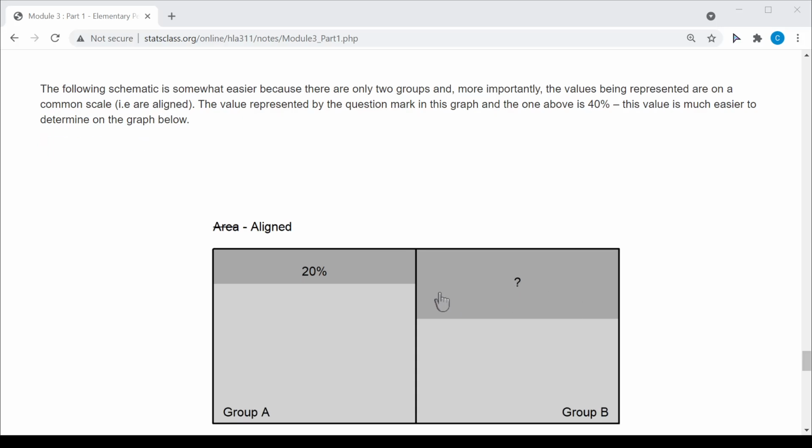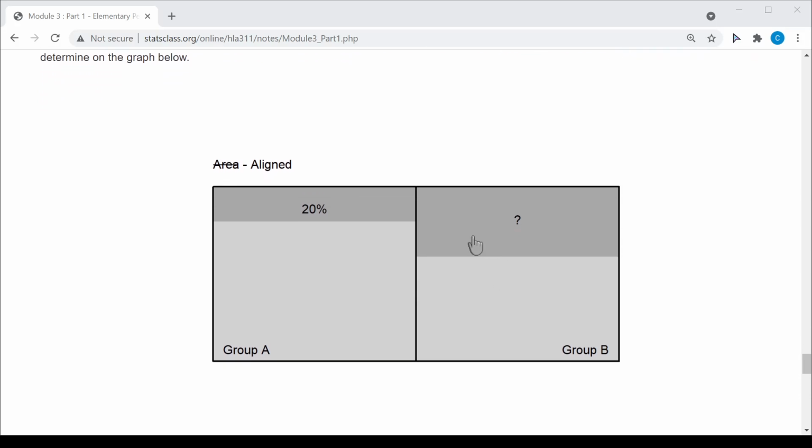This value right here looks like, well, if this represents 20% and the axes are aligned, then this looks like it represents about 40%, or maybe 45%. Again, because the axes are aligned, I can more easily estimate what that value is. So this is a simplified example of an area chart.